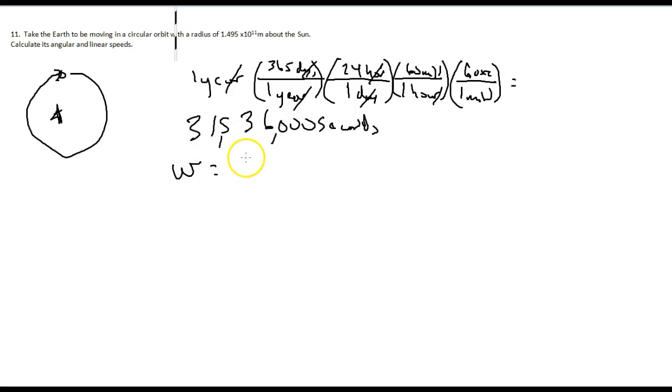So I'm going to use the w for angular velocity. You don't have to know that, but that's what we should use. 2 pi divided by that awful number would be my angular velocity, right? Because it's what angle I do divided by the time it takes to do it. So I'm going to go ahead and divide that out.